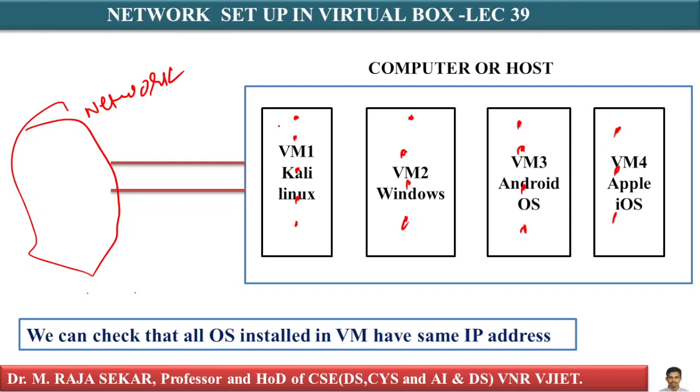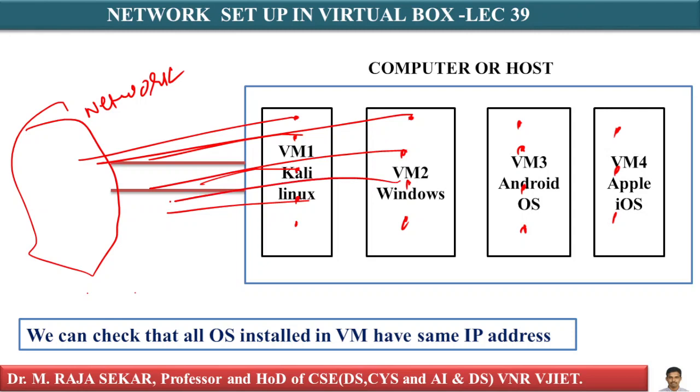A request will be sent from all these applications, this request will be sent out, isn't it? Whatever operating system you use inside the virtual machines, whenever you are accessing the outside world, all the virtual machines will be seen to have the same IP address. We can check that all operating systems installed in virtual machines have the same IP address, and this IP address will be determined by the network address translator or NAT.